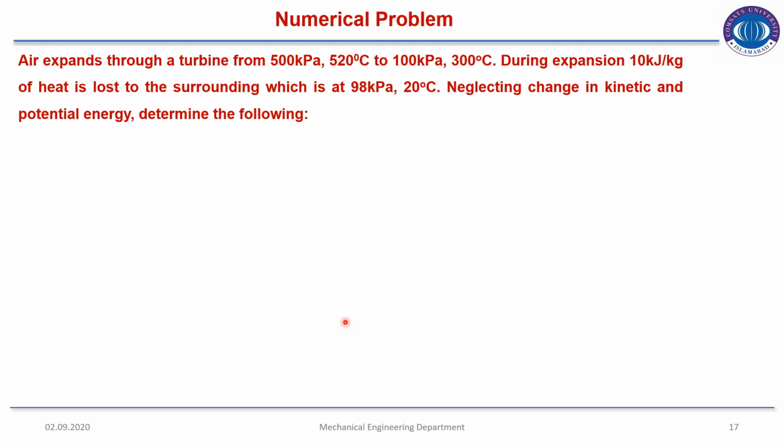So that is the last numerical for the lecture. Air expands through a turbine from 500 kilopascal and 520 degrees centigrade temperature to 100 kilopascal and 300 degrees centigrade temperature. During the expansion, 10 kilojoule per kg of heat is lost to the surroundings, which are at 98 kilopascal and 20 degrees centigrade temperature. Neglecting the change in kinetic and potential energy, determine the following. So here we have to calculate the decrease in availability, the maximum work and the irreversibility.